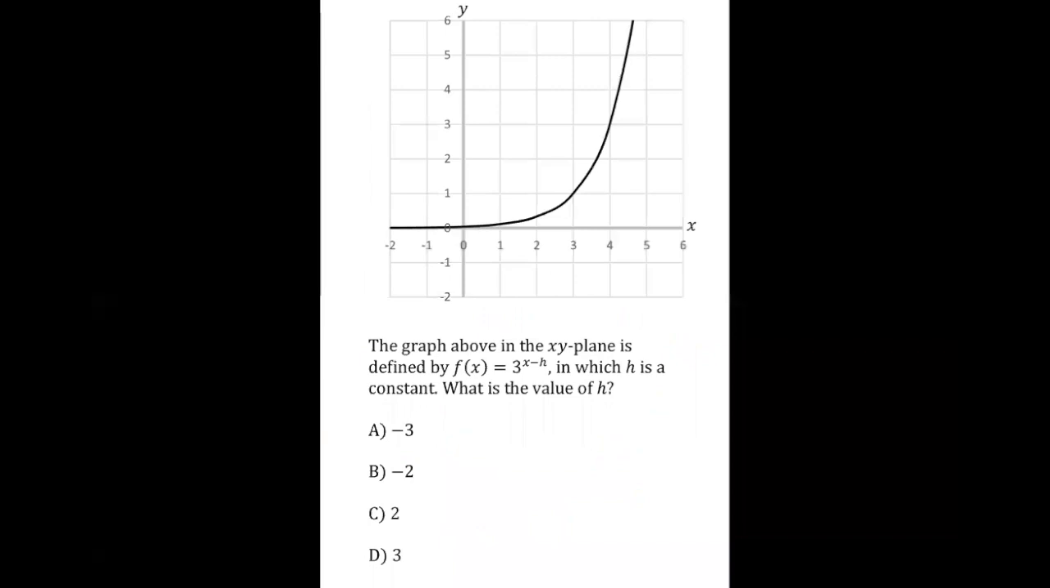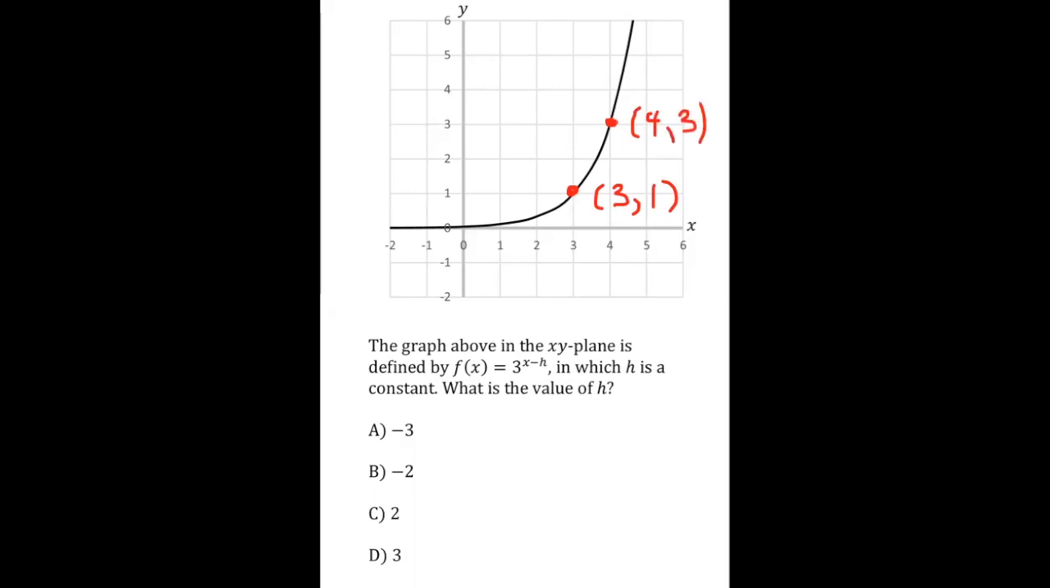And finally, one last question. We have the graph above in the xy-plane defined by f of x equals 3 to the x minus h power, in which h is a constant. What's the value of h? What we see here is an exponential graph, but this could be a parabola, it could be a line, it could be anything that's graphed on graph paper. It gives us points. Here I see 3, 1 as a point. I also see over here 4, 3 is a point.